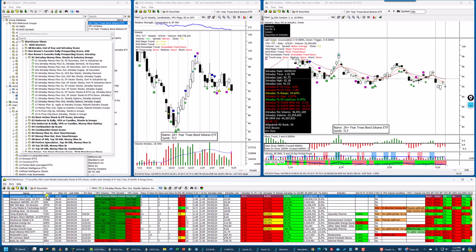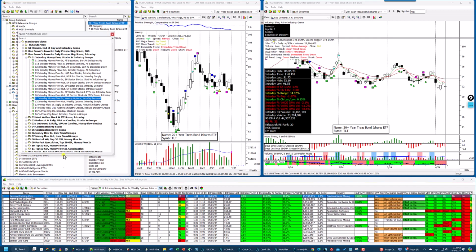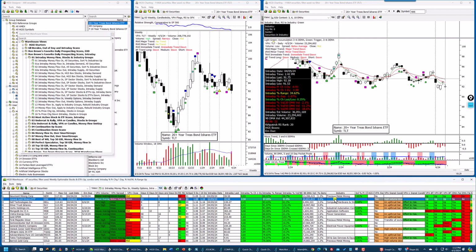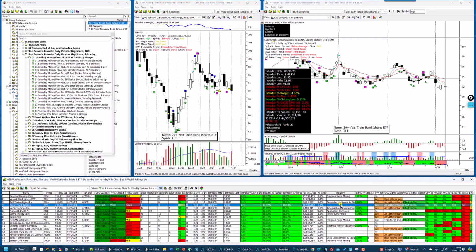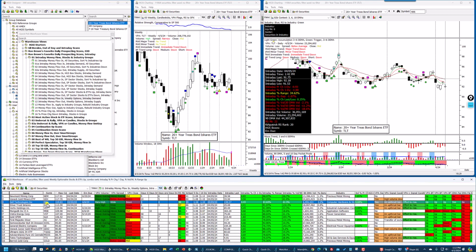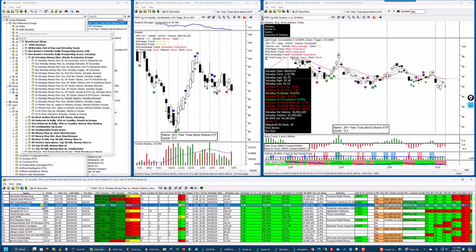So what's going up here? Oh, that's out. I'm sorry. That's Newmont Mining, the GDX, silver. So all of these stocks and ETFs are stocks that are trading actively in the options market also.